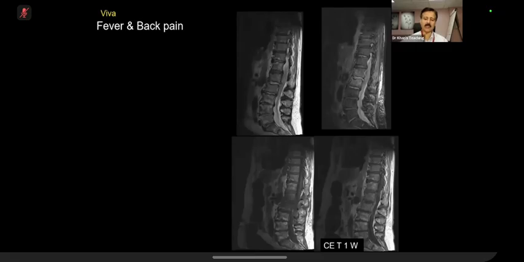In head and neck, it's a very important exam or viva question. Subperiosteal abscess of the ethmoid sinus, and the clinicians will say, okay, is there an orbital abscess or not?